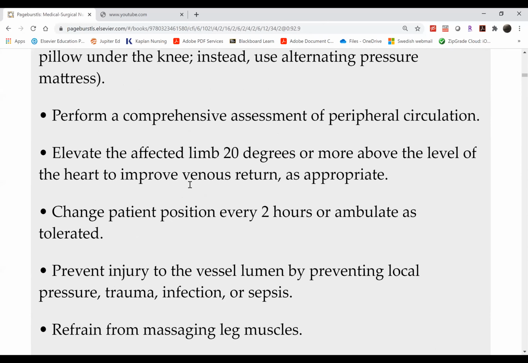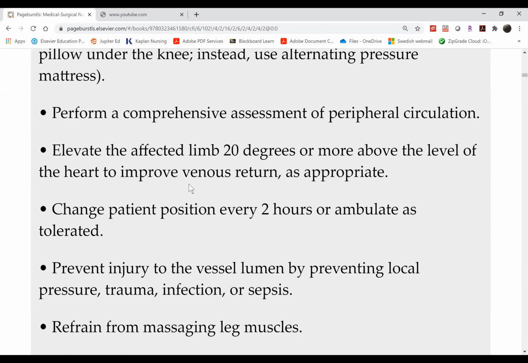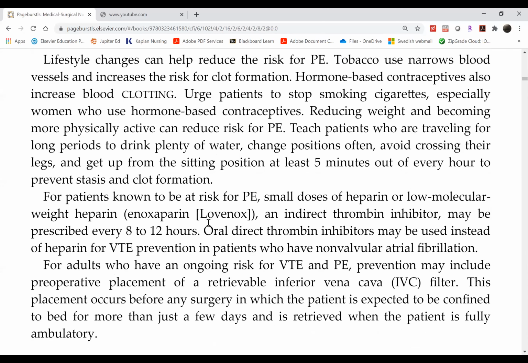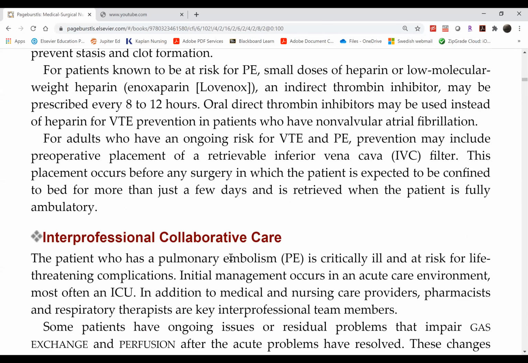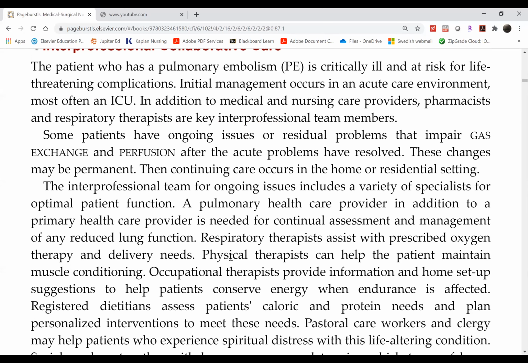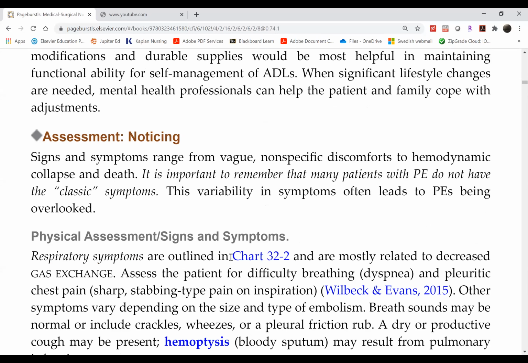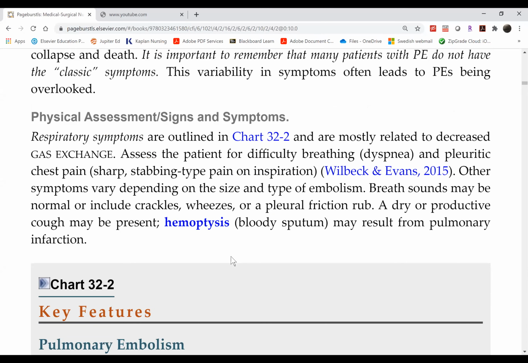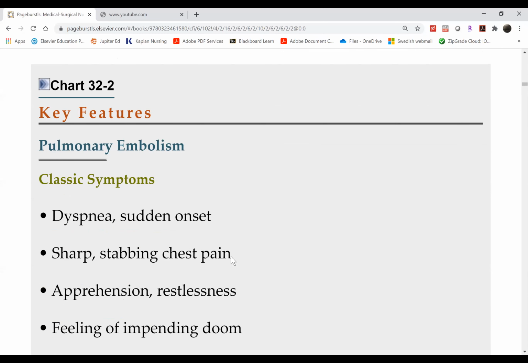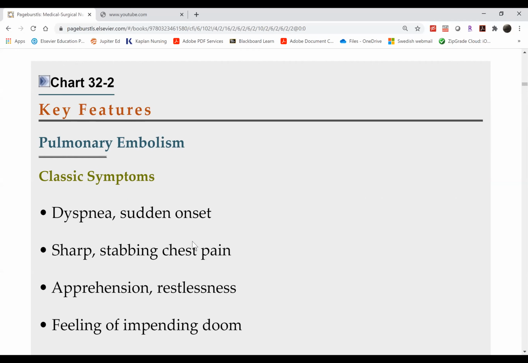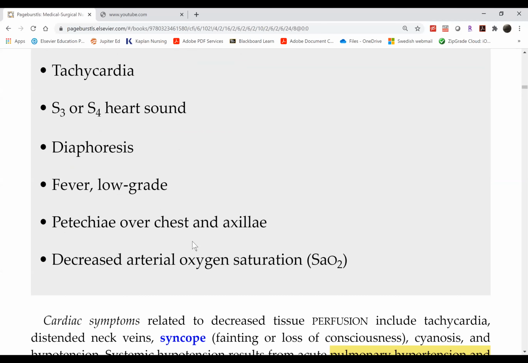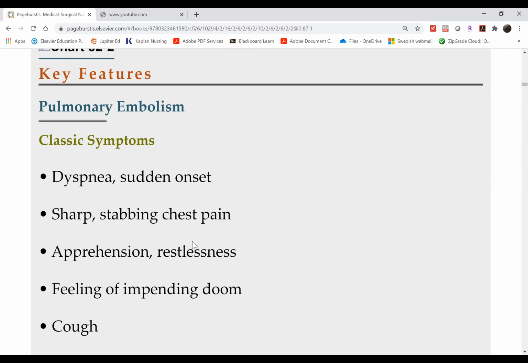The explanation here is in the next two paragraphs. So chart 32-1 is explained in these two paragraphs right here. All right, so let's do signs and symptoms now. Chart 32-2 are key features, but they're not really specific because not all patients will present the same way. It really depends on the category. You can read 32-2, but let me just explain why these occur.